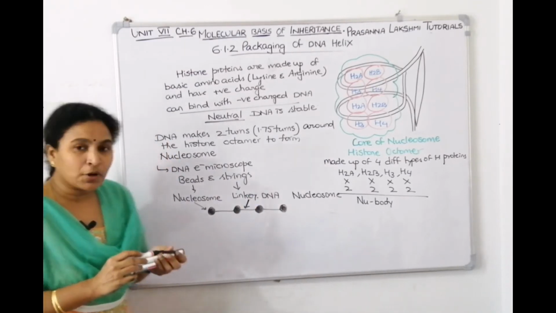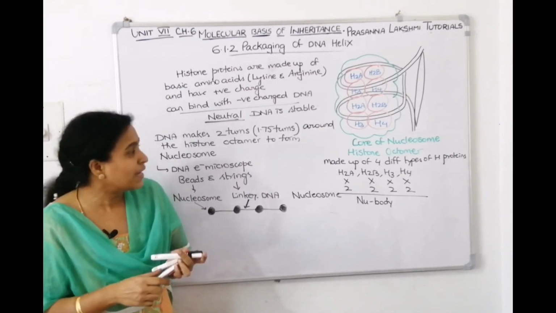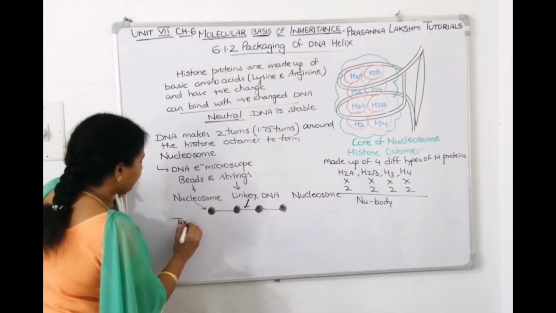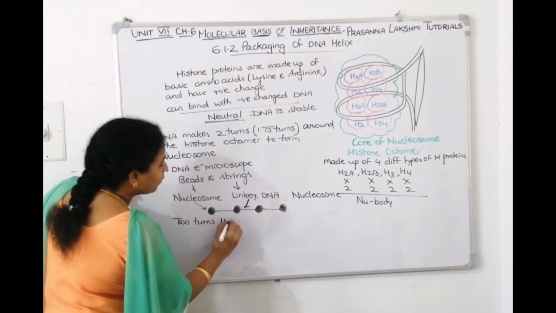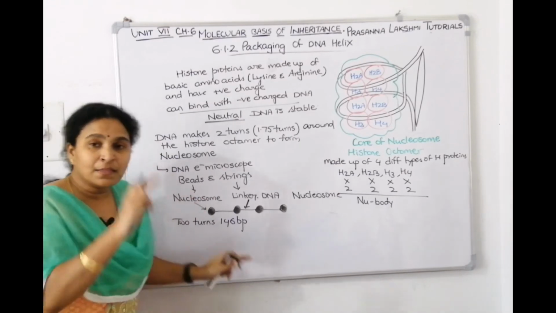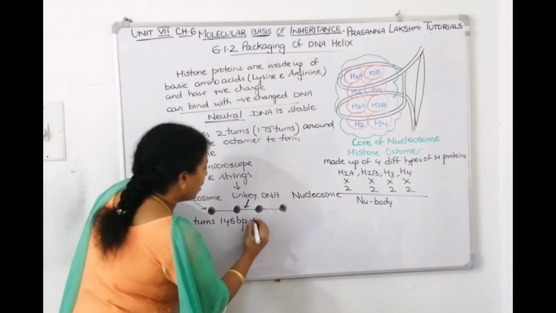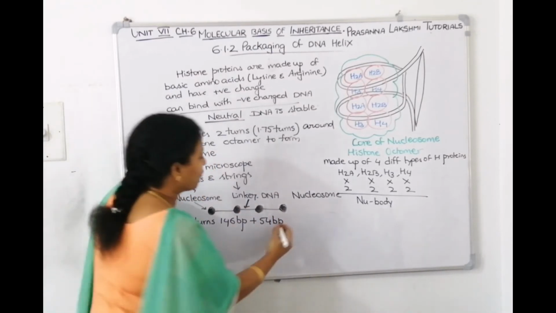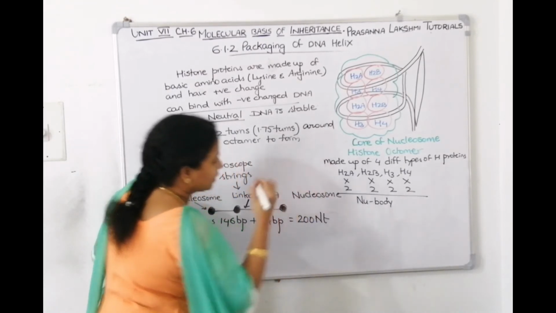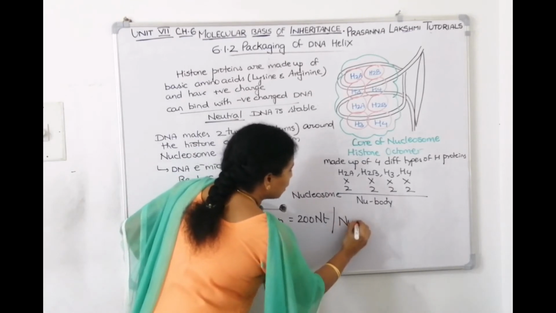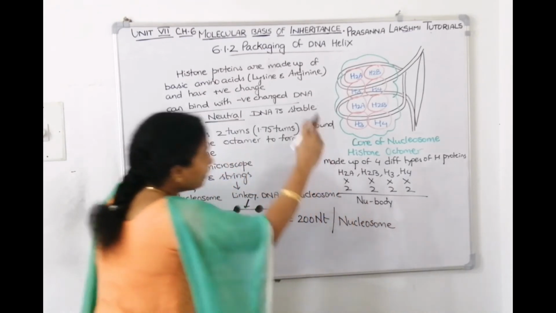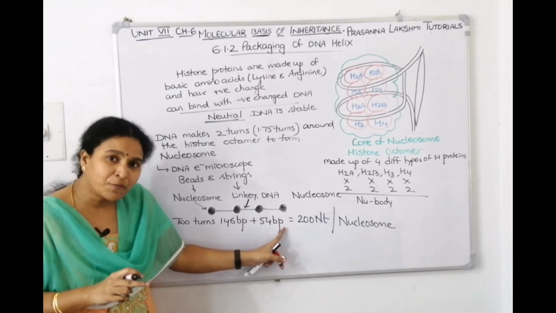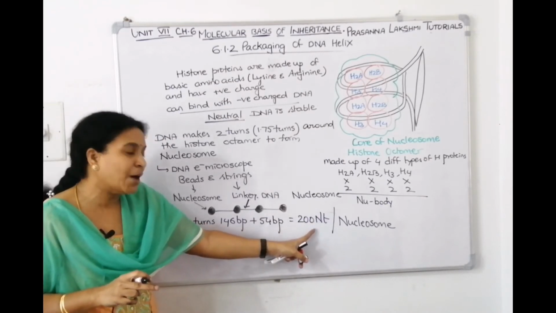So, the nucleosome has DNA which is coiled twice. In the two turns, 146 base pairs will be there. In the linker DNA, 54 base pairs will be there. That means 146 plus 54, altogether 200 nucleotides are present per nucleosome.